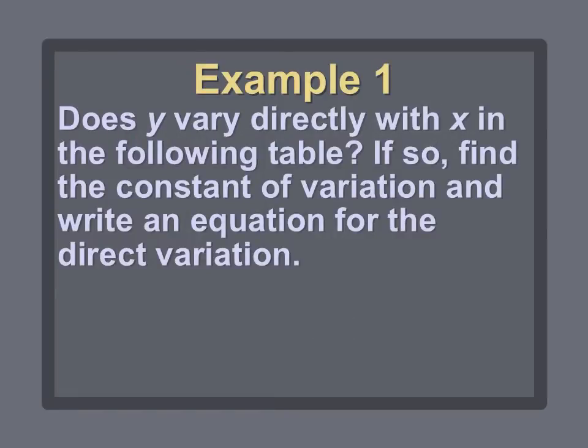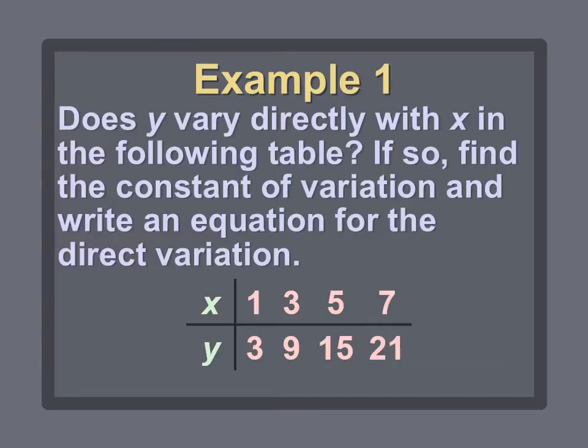So does y vary directly with x in the following table? If so, find the constant of variation and write the equation for the direct variation. Here we go. When x is 1, y is 3. When x is 3, y is 9. When x is 5, y is 15. And when x is 7, y is 21.